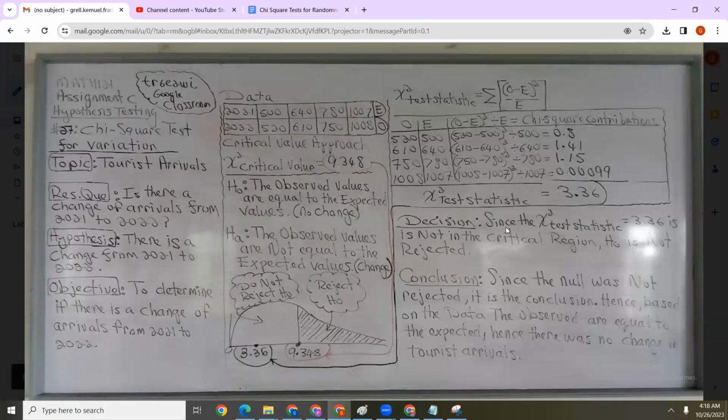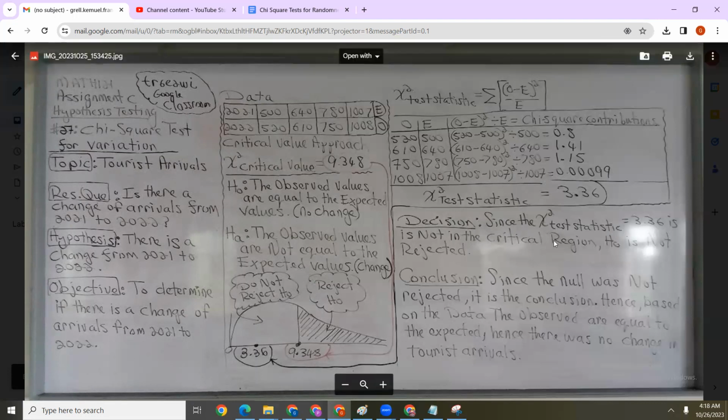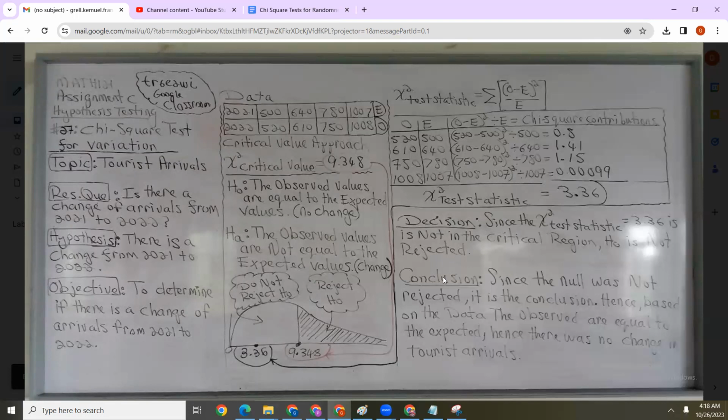Decision: since the chi-square test statistic 3.36 is not in the critical region, the null, which is H0, is not rejected. So since the null is not rejected, it will be the conclusion. So here, the conclusion is, since the null was not rejected, it is the conclusion.